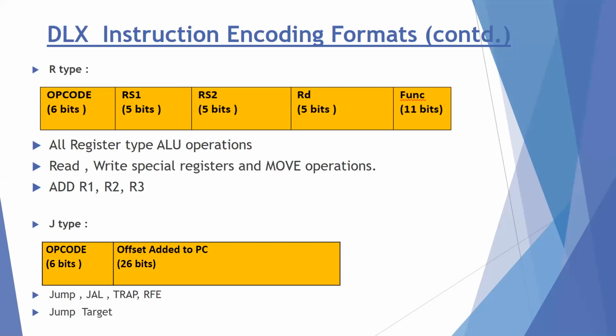Okay. So the third type of encoding that we follow for the DLX processor is the J-type encoding. All your jump operations, jump and link, the trap, which is a software interrupt, and a return from exception. I'll tell you what these instructions are when the time comes, so you don't get confused. The return is used to return from the interrupt subroutine back to the main program. All of these use J-type encoding.